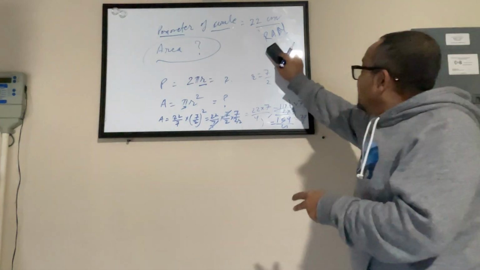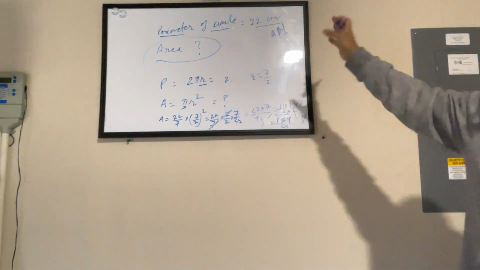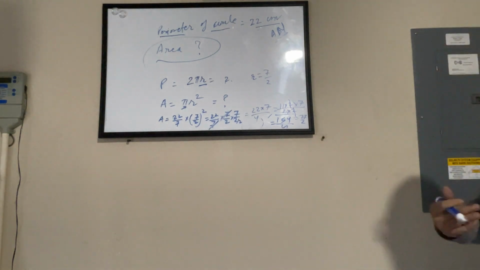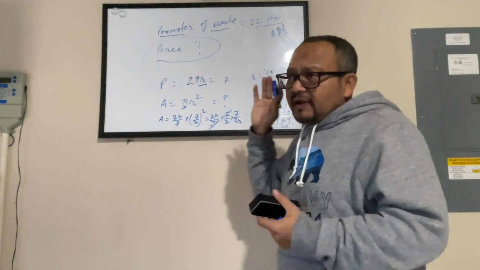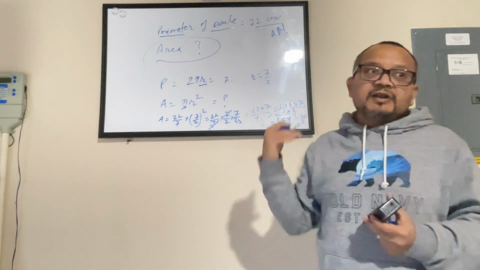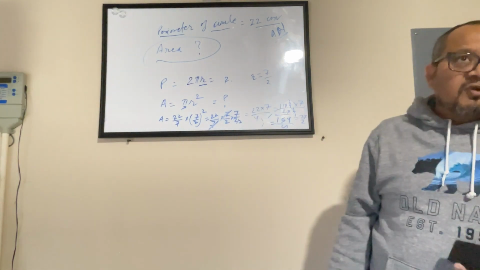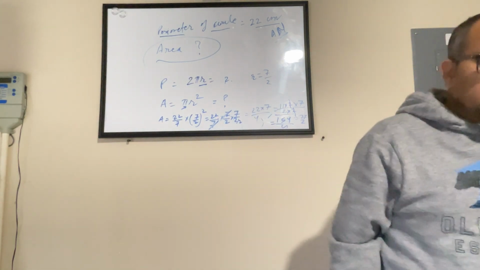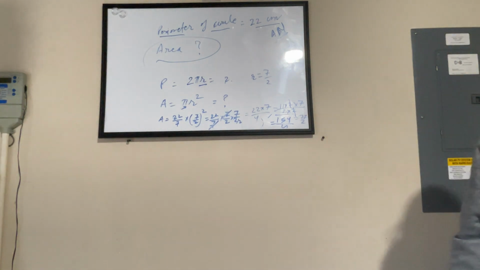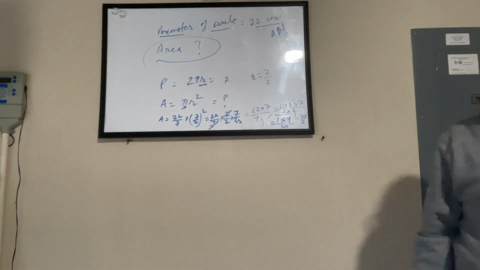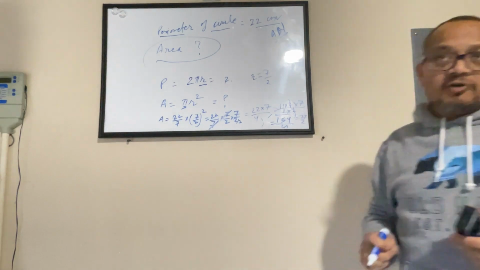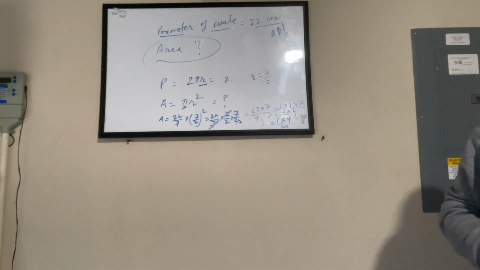Then reading part is done. Then I am doing analysis. I am making my brain work. Okay, so if I know the perimeter, I have to find the area. Do I know the formula for perimeter? Do I know how perimeter is derived? Yes, I do. Perimeter is 2 pi r. Do I know how area is derived? Yes, I know it's pi r square.